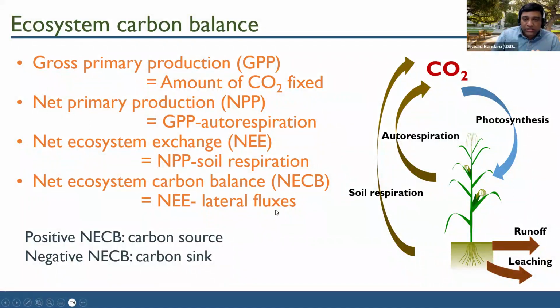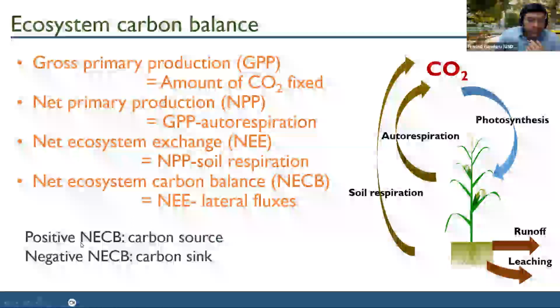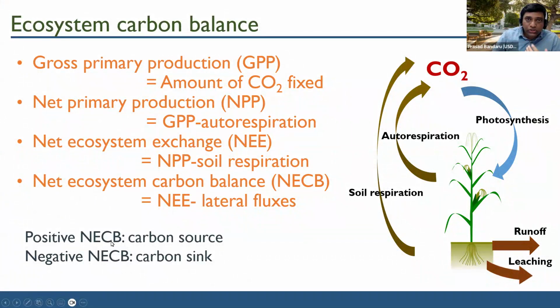Net ecosystem carbon balance is generally used to define whether a particular agricultural field under a given cropping system is a carbon sink or a carbon source. If NECB, net ecosystem carbon balance, is positive under a particular cropping system, it acts as a carbon source to the atmosphere. It's a positive source to the atmosphere and a carbon loss to the soil. If it's negative, it's a carbon sink to the atmosphere and a carbon gain to the soil. So this is a brief description of the carbon cycle elements and what exactly NECB means.